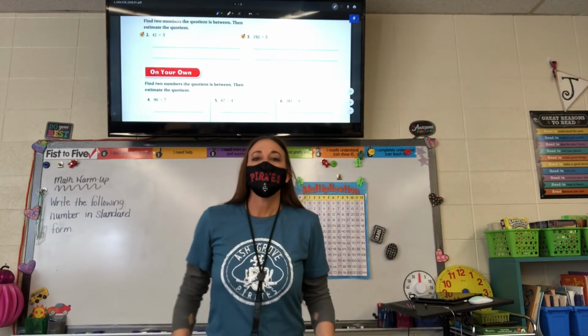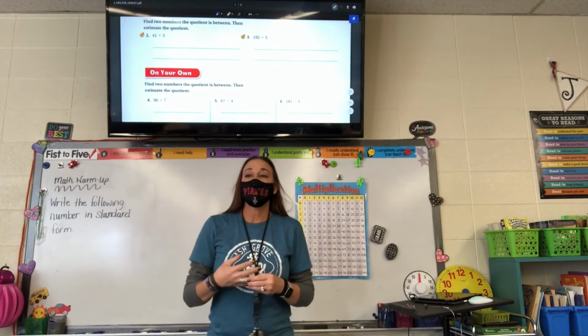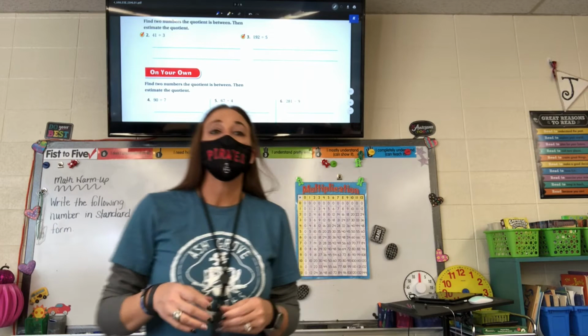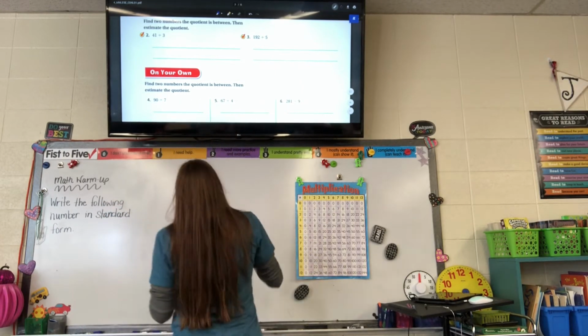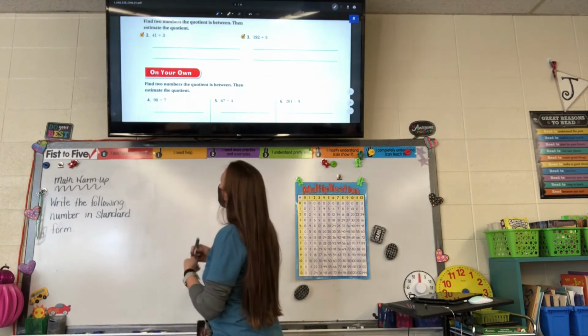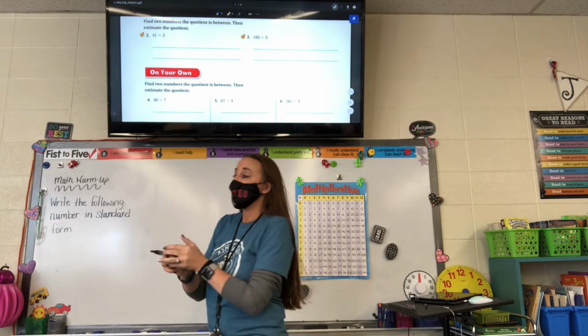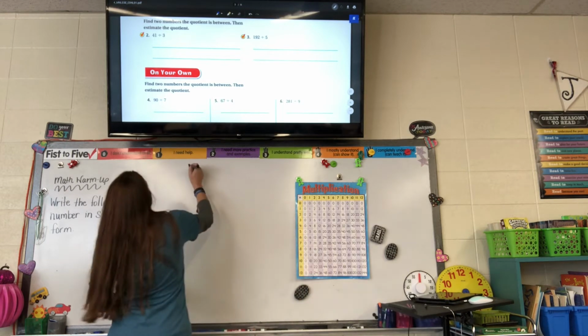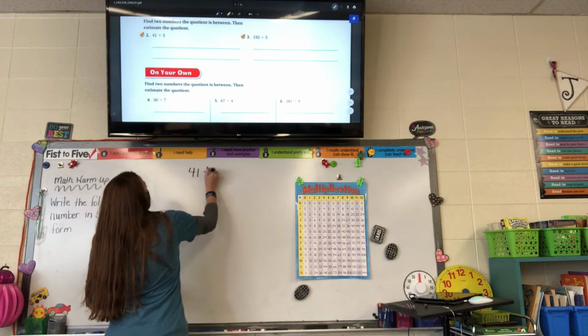Okay, so today we are doing estimating quotients using multiples. So here's what we're going to do. Our problem is 41 divided by 3. Are you guys all on this page? Yeah. 41 divided by 3.